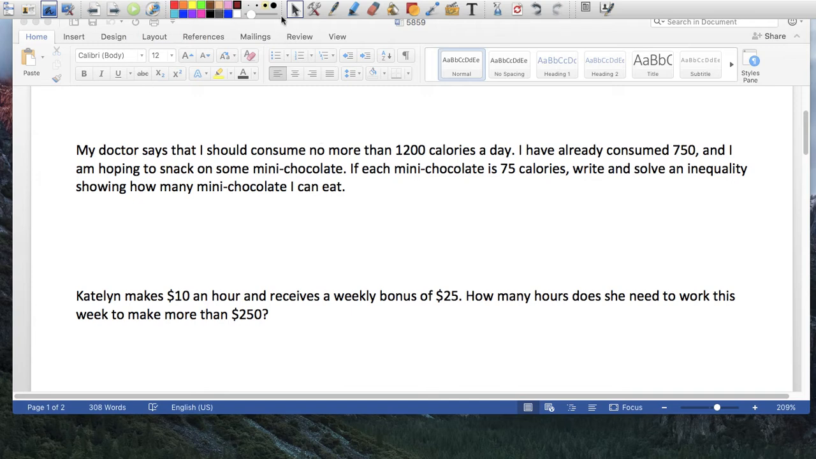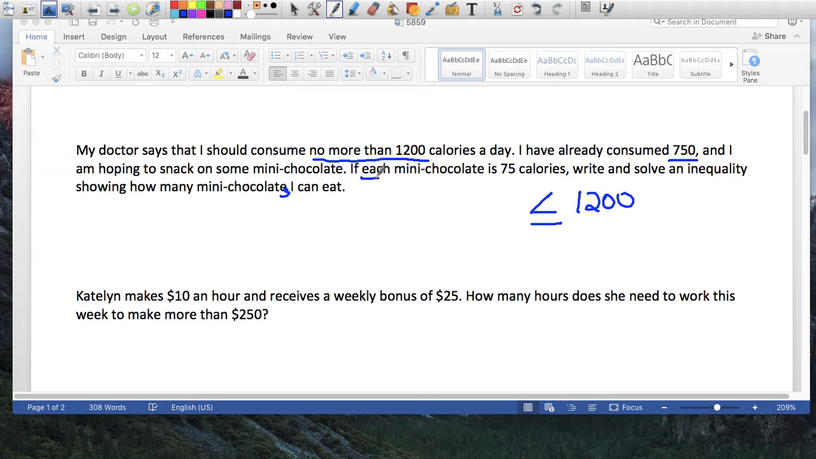My doctor says, I guess I'm trying to lose weight, that I should consume no more than 1,200 calories. I've already consumed 750 calories, and I'm hopping home to snack on some chocolate. Each mini chocolate is 75 calories. So write and solve inequalities showing how many mini chocolates I can eat. Well, no more than 1,200 a day. That's my maximum number of calories. So however many calories I eat has to be less or equal to 1,200.